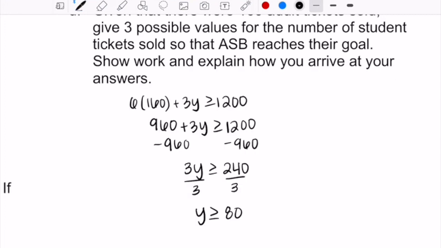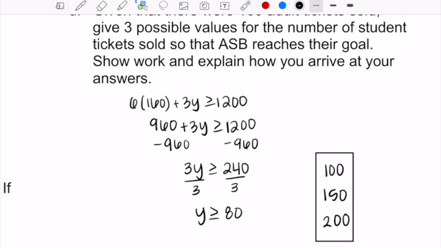We are asked to state 3 solutions to the inequality. There are many that you could state. Anything 80 or above would be an answer to the question. I picked 100, 150, and 200, but any other numbers that are greater than or equal to 80 would mean that ASB would reach their sales goal.